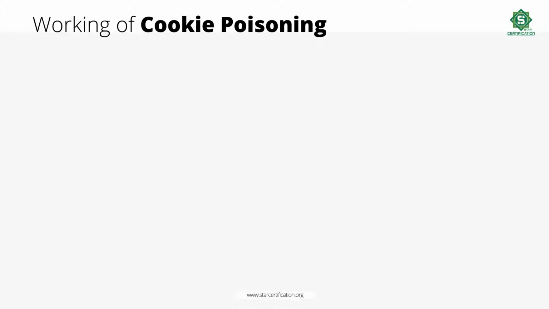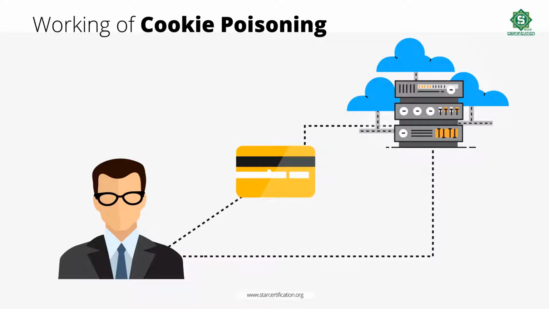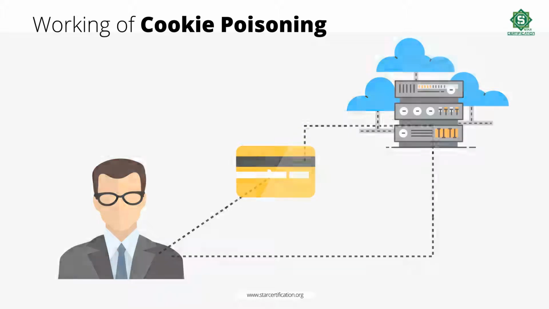To understand the working of cookie poisoning, let us take an example. Here, the user is trying to request an online transaction from the web server of an e-commerce site, and an attacker intrudes between the request-response sessions and performs cookie poisoning. Let us discuss the process step by step.